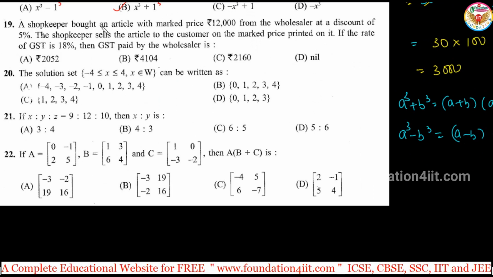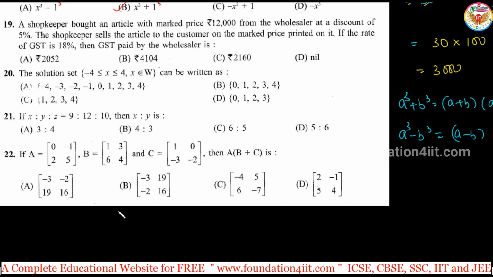Here, a shopkeeper bought an article with market price 12,000 from the wholesaler at a discount of 5%. The shopkeeper sells the article to the customer at the market price printed on it. The rate of GST is 18%, then the GST paid by the wholesaler. So GST paid by the wholesaler means for how much amount this wholesaler sold, we need to find out. Okay, so market price is 12,000. The shopkeeper bought with market price of 12,000 from the wholesaler at a discount of 5%.